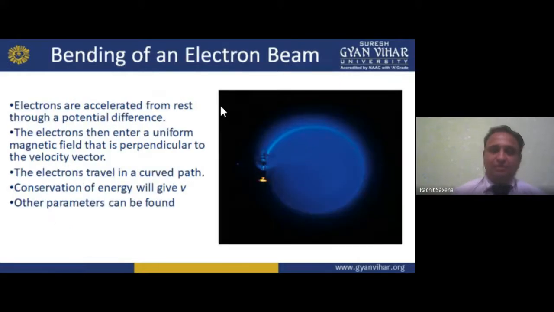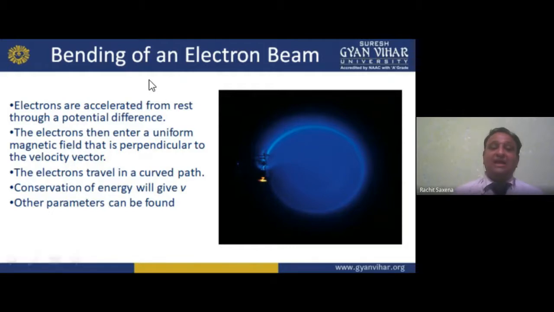Now, the bending of an electron beam. See the bending of the electron beam here. The electron beam is just like light; we can say we are seeing some light here. That is the electron beam.